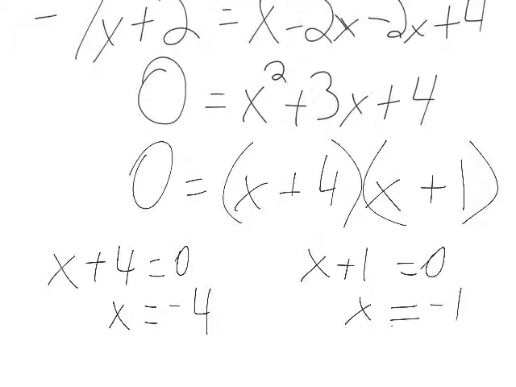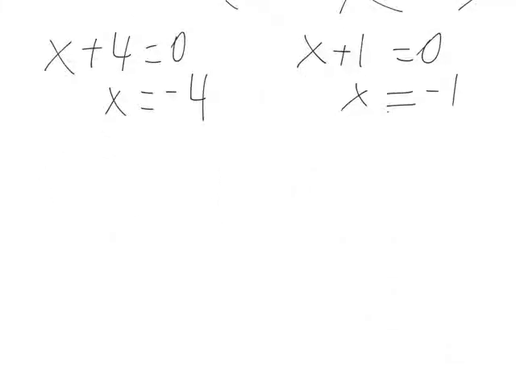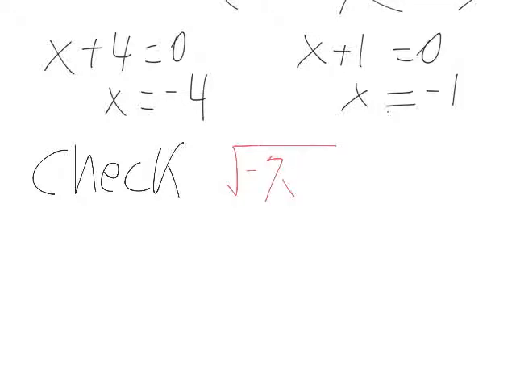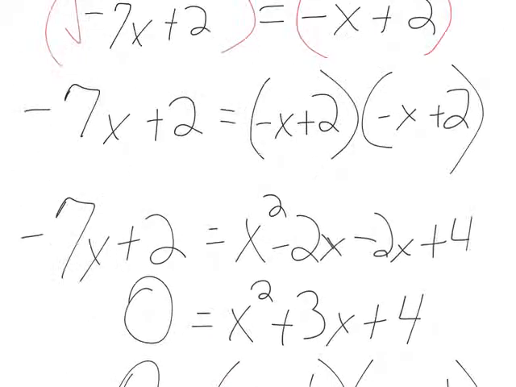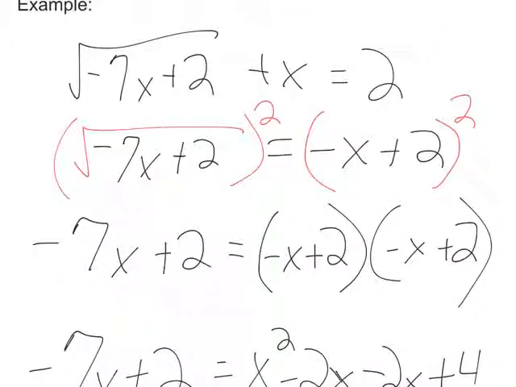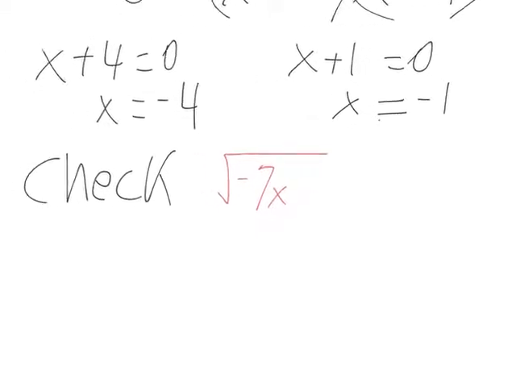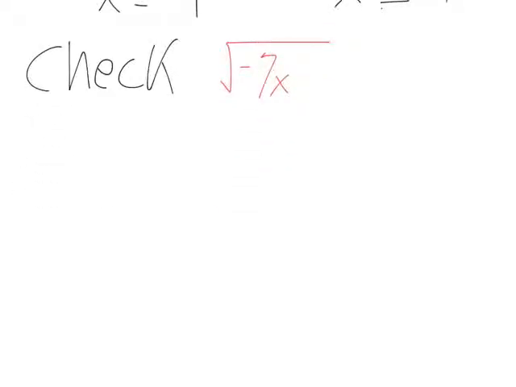Okay, I will need to check both solutions. Alright, got to check both of them. So let me scoot down a little bit. Let's see, our original equation, just so I've got it down here and can see it: the square root of negative 7x plus 2, plus x, equals 2. We'll keep everything on the same side as we do the check.